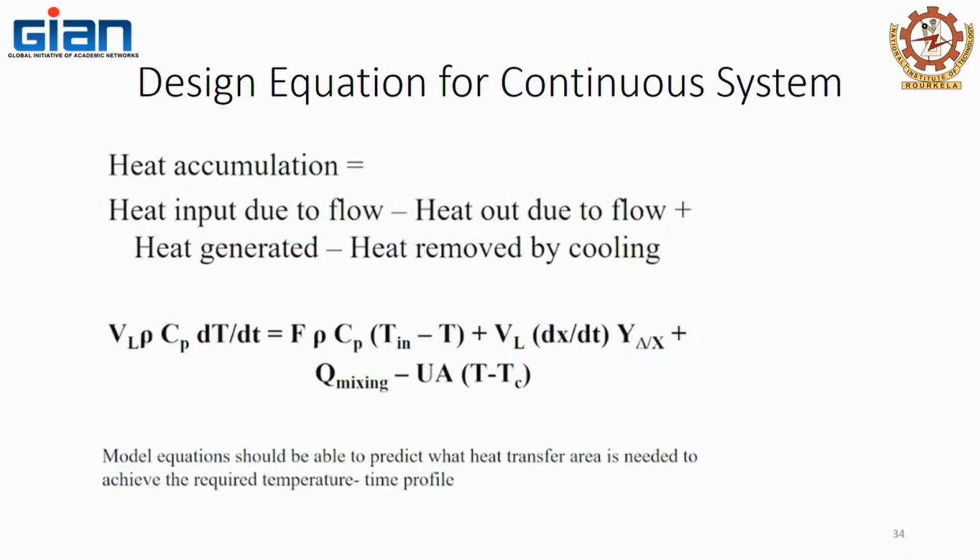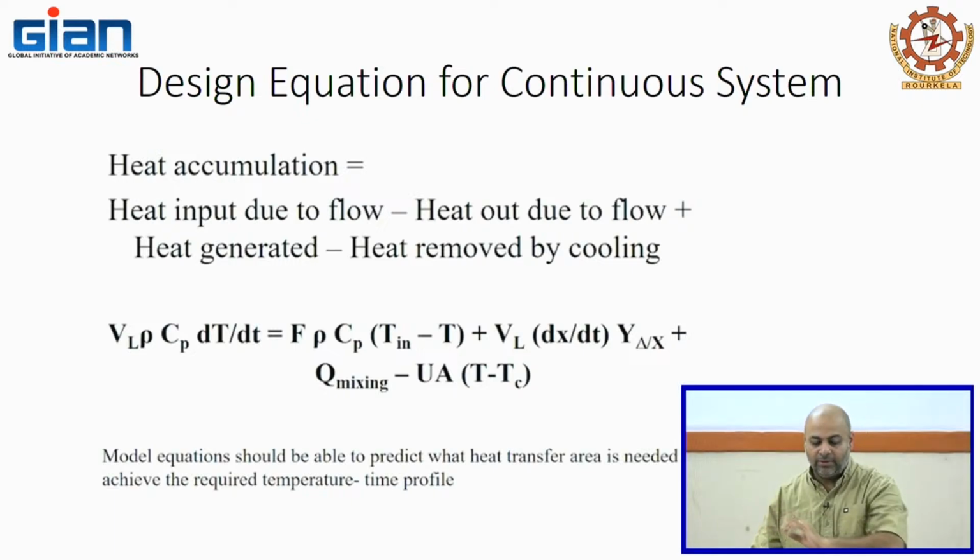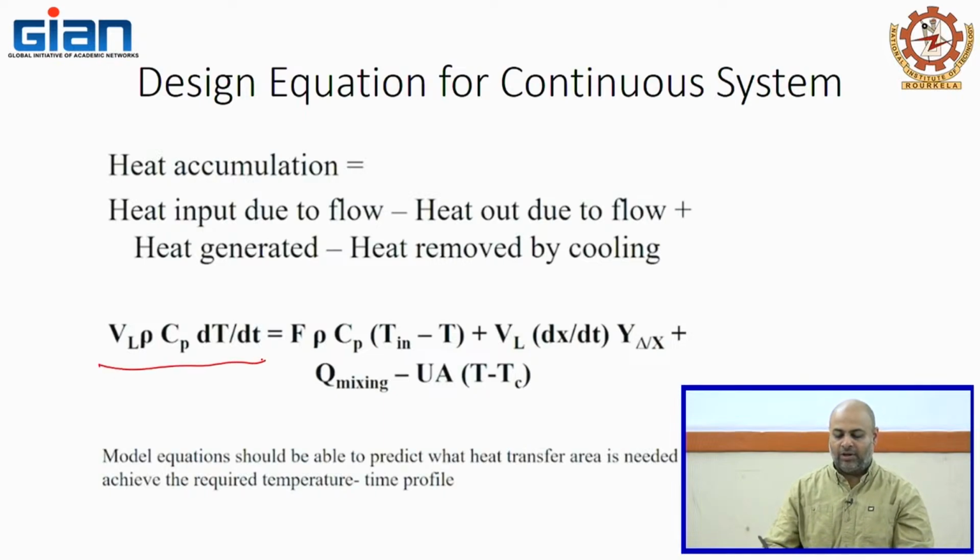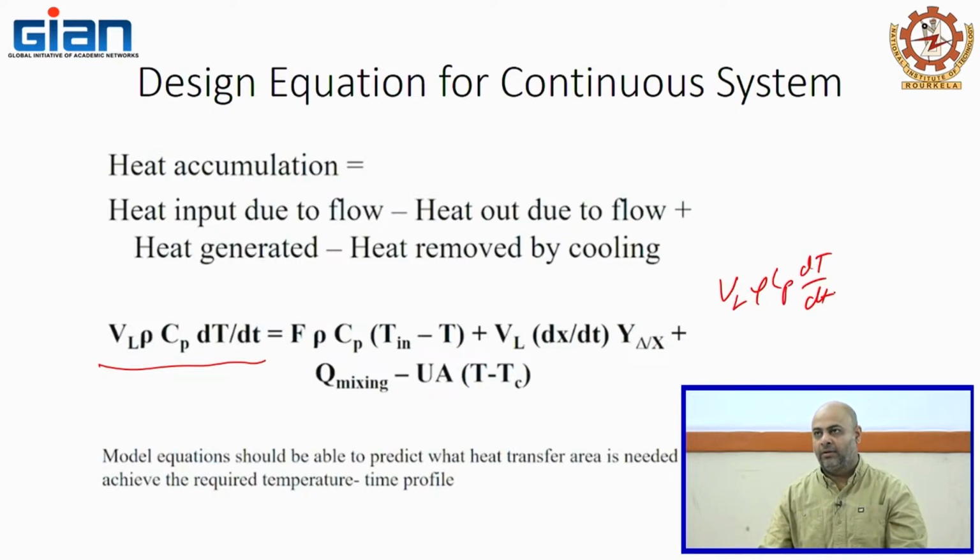Now, design equation for a continuous system. So, the heat accumulation is equal to the heat input due to flow, heat out due to flow, heat generated, and the heat removed by cooling. So, your accumulation is this term. So, you have your VL rho Cp dT by dt. You know what is VL? Why VL rho?